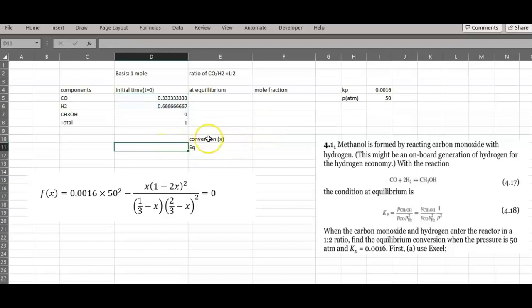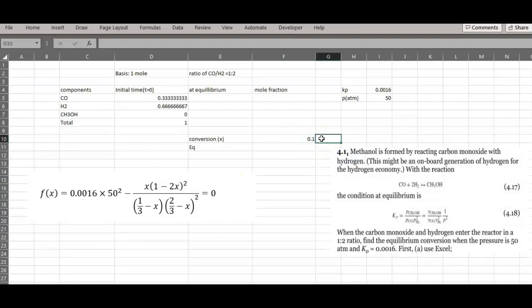Now we consider a conversion of x. Conversion means, suppose we take a guess value, say 0.1 mole of carbon monoxide is converted. This is the guess value that I am taking currently. At equilibrium, carbon monoxide will be its initial amount minus x, where x is the guess value. Hydrogen will be its initial amount minus 2x, which we got from this table. And methanol produced will be x amount, where x is the guess value.